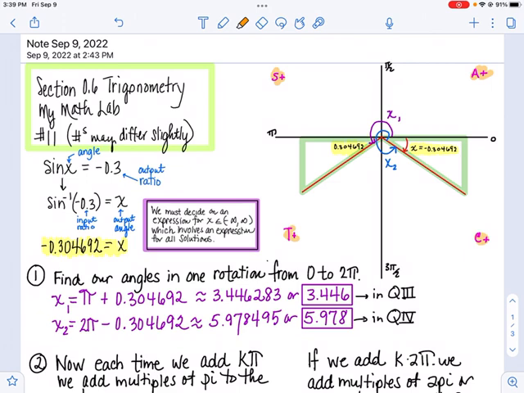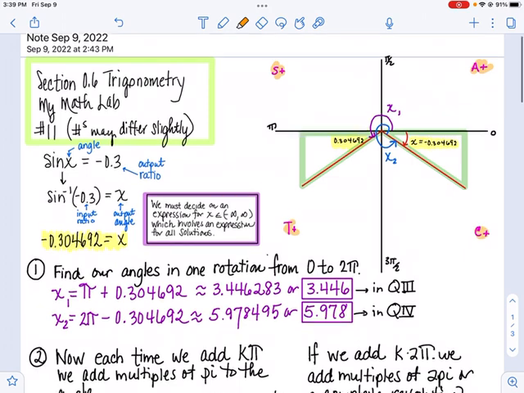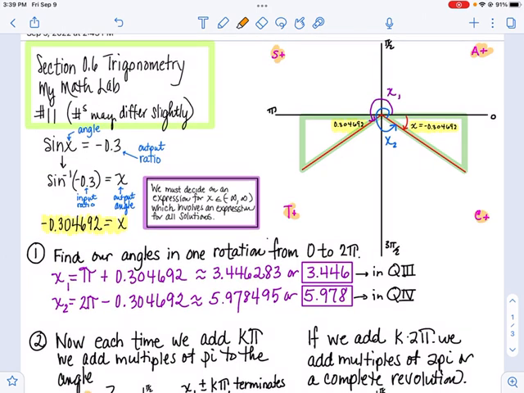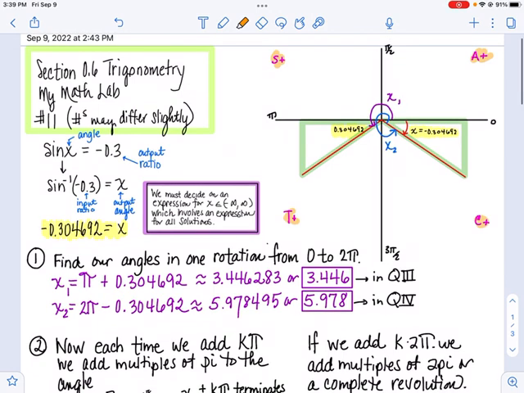So the first step, we have to decide on the expression for x from negative infinity to infinity in the problem. So we're going to start then with step 1. We're going to find our angles in one rotation for 0 to 2 pi. So from 0 to 2 pi, we know that our answers are going to lie somewhere in quadrant 3 and 4. So we use our reference angle that we got in the previous step, 0.304692, and then we put that in there. And keep in mind that 90 degrees or pi over 2 is 1.57 radians.